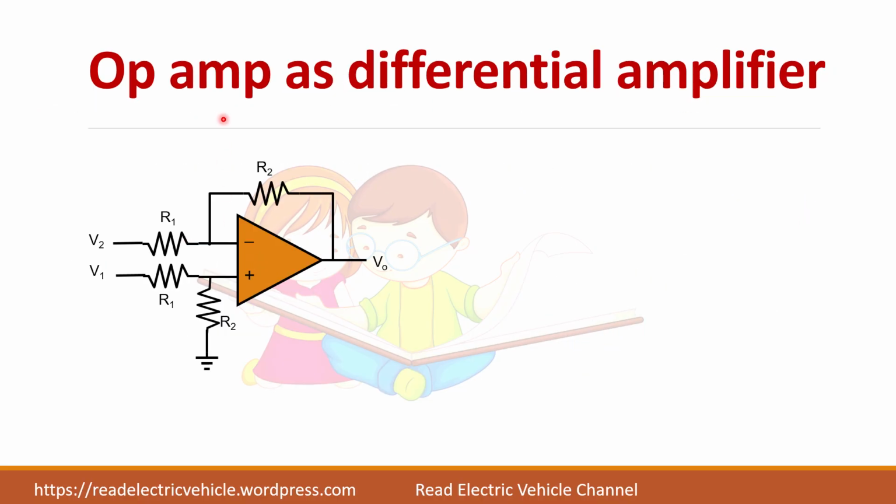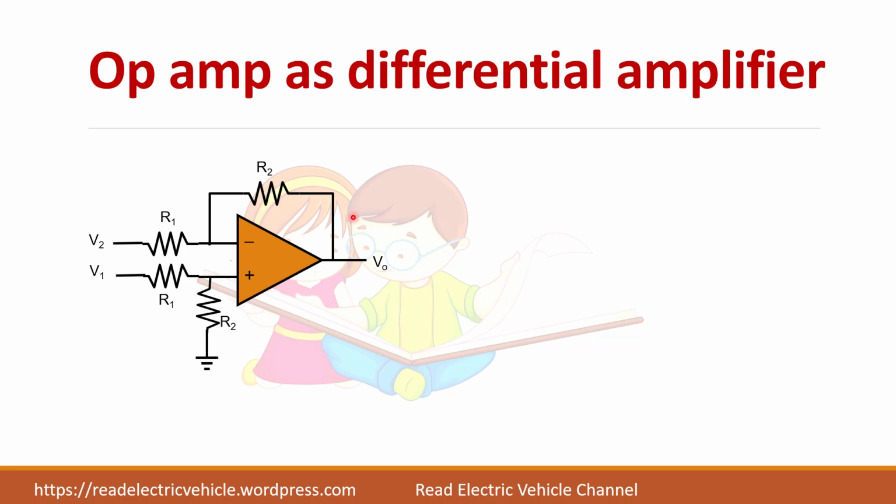Now let us see how to use this op amp as a differential amplifier in closed loop configuration. So it is a differential amplifier. So we have to give two inputs V1 and V2. So both the pins, inverting input pin as well as the non-inverting pin, will get the input through two input resistors R1, and R2 is the feedback resistor here, and here we have one more resistor. So this is the circuit of the differential amplifier. Now let us see how it works.